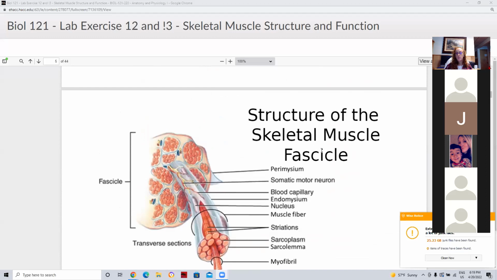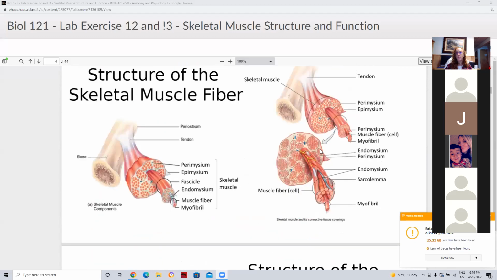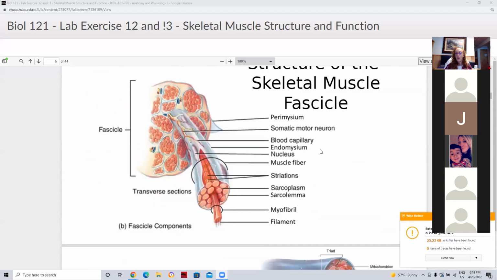Another picture coming specifically from the manual, showing the fascicle and how it's a bundle of muscle fibers, which are bundles of myofibrils. And each myofibril is a bundle of myofilaments, the thin and thick filaments.